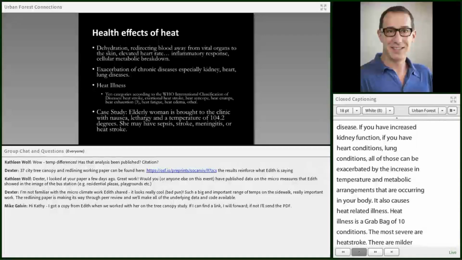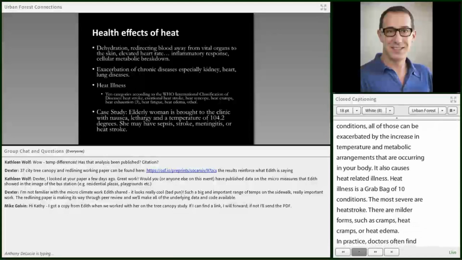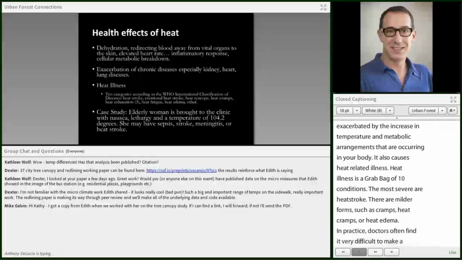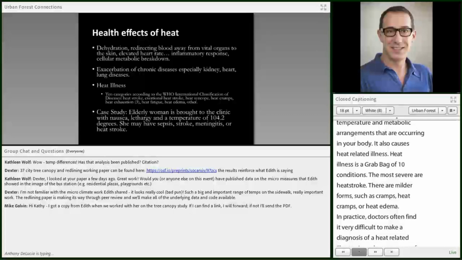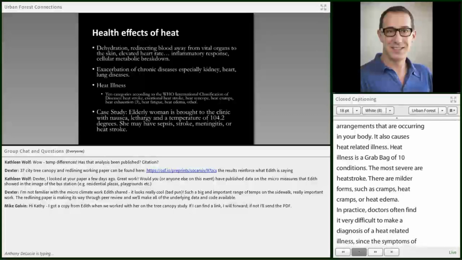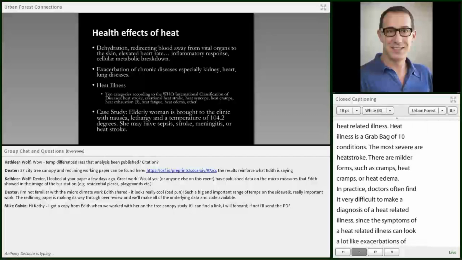And in practice, doctors can often find it very difficult to make the diagnosis of a heat-related illness, since the symptoms of a heat-related illness can look a lot like exacerbations of chronic diseases. So for example, an elderly woman is brought to the clinic feeling nauseous, with lethargy, and a temperature of 104.2.